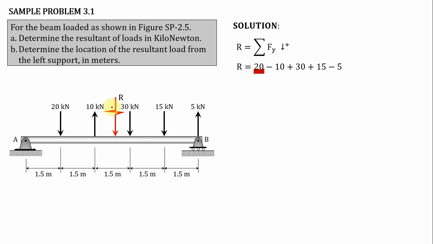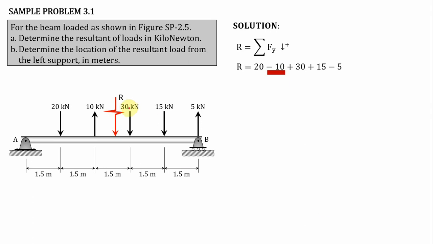Okay, and then yung 10 kilonewton, class. Yung 10 kilonewton natin is going upward. Kapag upward tayo, class, nag-assume tayo is positive yung downward natin and yung upward natin is negative. So since yung 10 kilonewton natin is going upward, so that's why, class, minus 10 kilonewton yan.